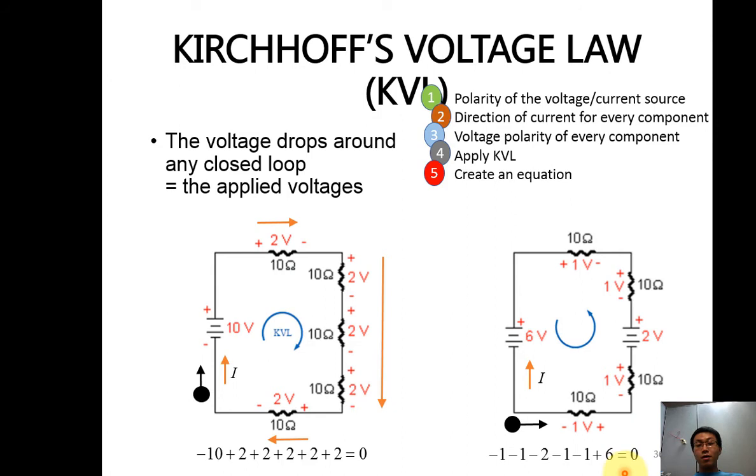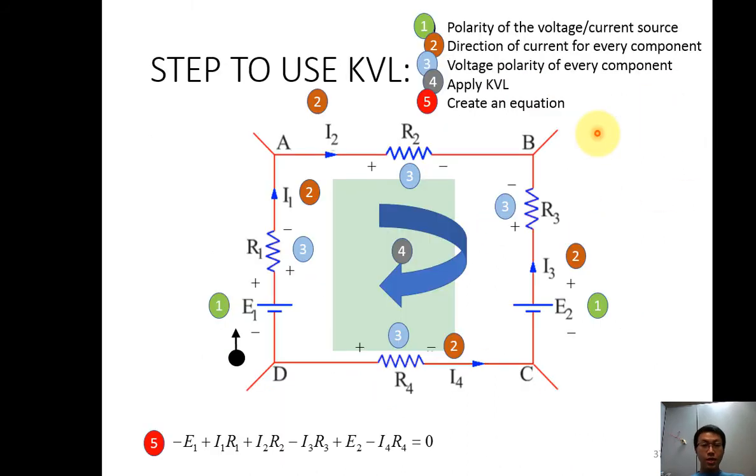So we can check back. Plus 6, minus 1, minus 1, minus 1, minus 1, and minus 2, it becomes 0. So this is how we apply the Kirchhoff voltage law.